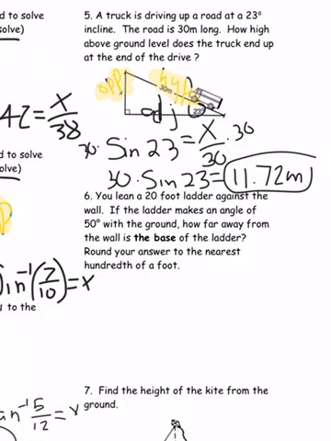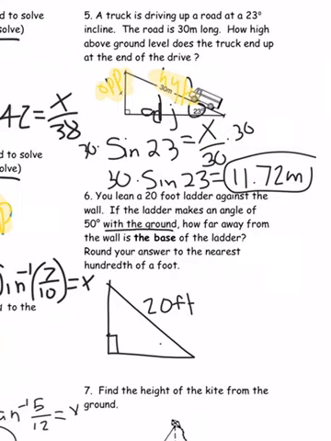Number 6, you lean a 20-foot ladder against the wall. If the ladder makes an angle of 50 degrees with the ground, how far away from the wall is the base of the ladder? I know some of you have trouble with word problems, but remember, there's going to be 2 types of triangles set up: either the base on the ground or an upside-down version of this. If the ladder leans against the wall, that has to be the ladder as the hypotenuse. The 50-degree angle with the ground has to be down here on the ground.